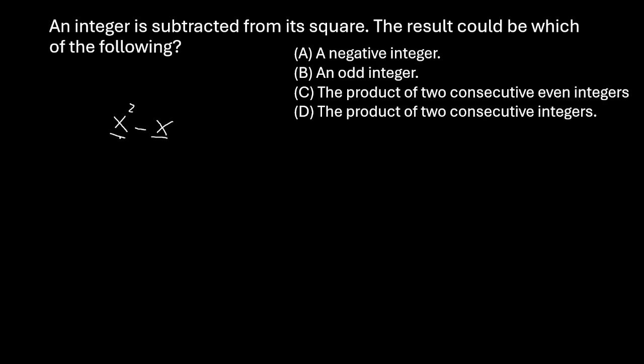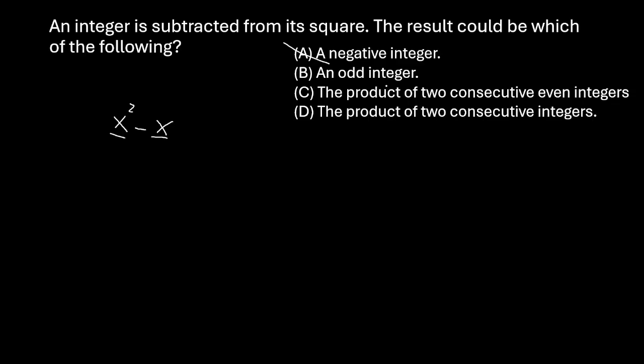But x squared is always greater than or equal to x. The only way they could be equal is if x is 0. So it could never be a negative integer. So that's not a solution. That couldn't be the result, this one.